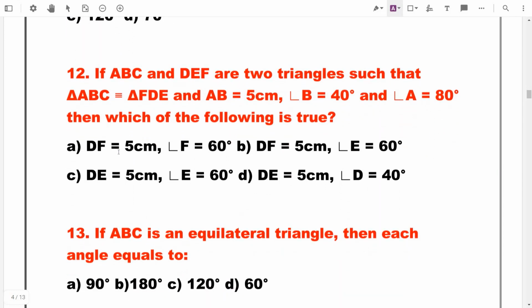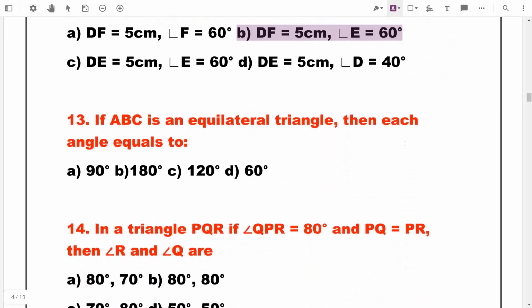12th question. If ABC and DEF are two triangles such that triangle ABC is congruent to triangle FDE and AB is equal to 5 centimeter, angle B is equal to 40 degree and angle A is equal to 80 degree, then which of the following is true? A. DF is equal to 5 centimeter, angle F is equal to 60 degree. B. DF is equal to 5 centimeter, angle E is equal to 60 degree. C. DE is equal to 5 centimeter, angle E is equal to 60 degree. D. DE is equal to 5 centimeter and angle D is equal to 40 degree. Answer B. DF is equal to 5 centimeter, angle E is equal to 60 degree.